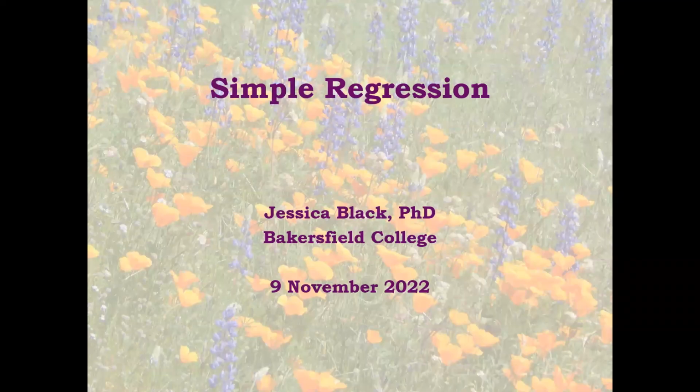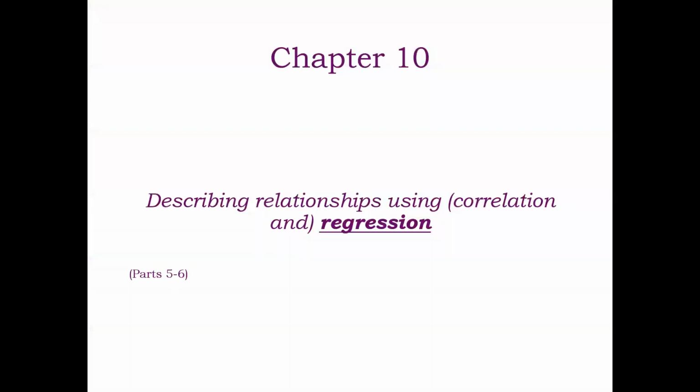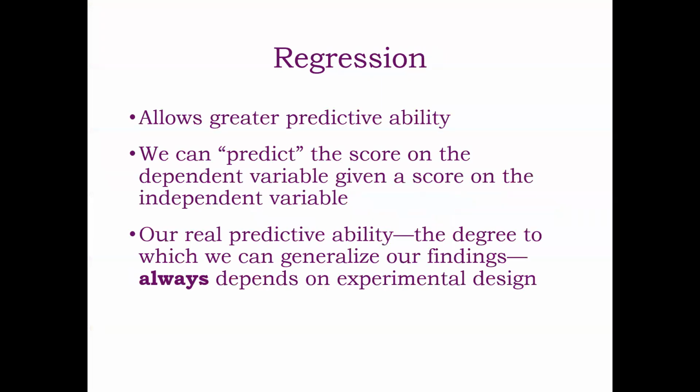Right, so we are on topic 7, regression. This corresponds to chapter 10, parts 5 to 6 in the current textbook I'm using, which is the Hyman Stat. We covered correlation last topic. Regression allows greater predictive ability than correlation does.